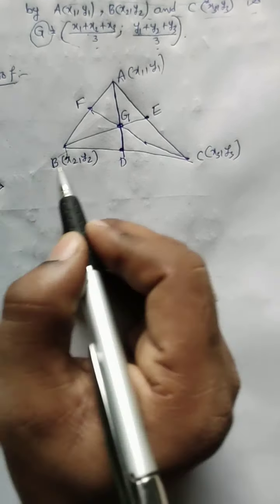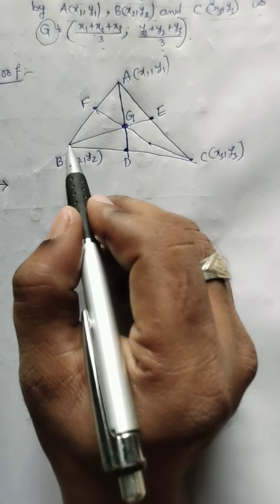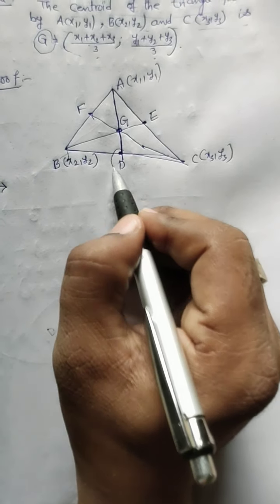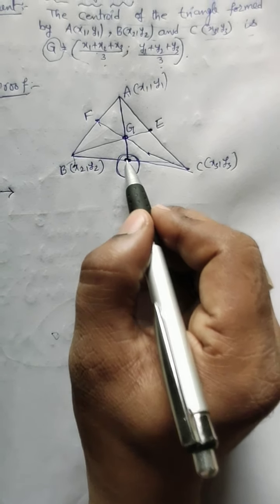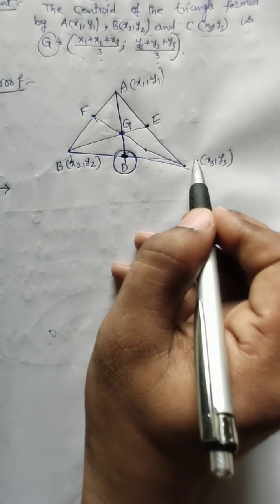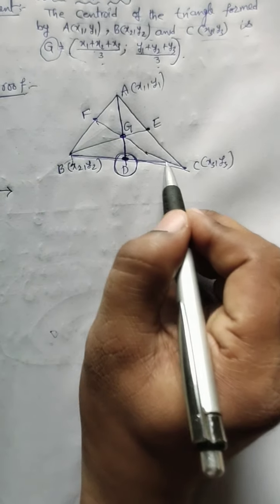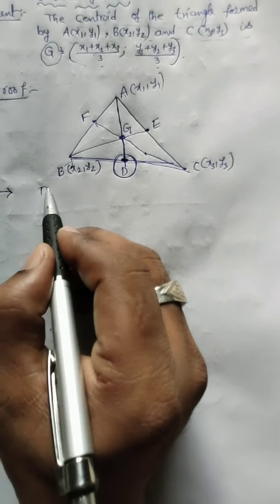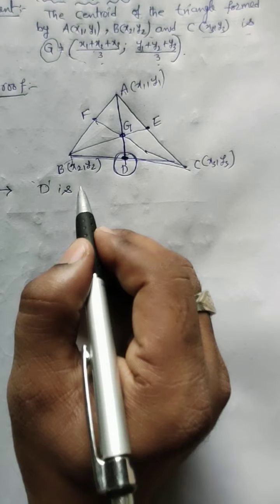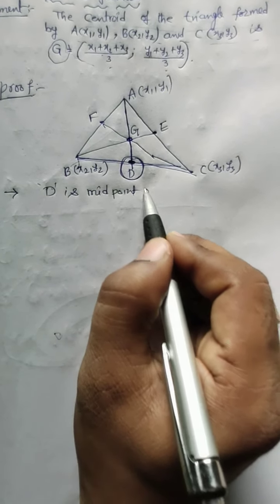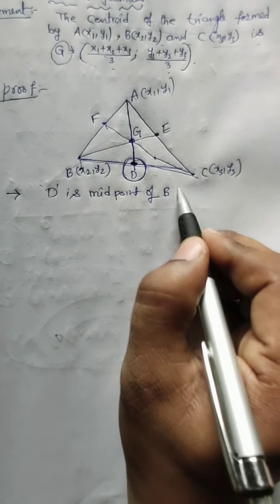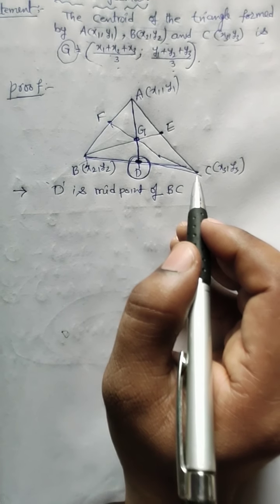So first point, what is the first point? We have to remember this one, D, the base vertex of the median. D is the midpoint of BC. Clearly we know D is the midpoint of BC, and that I am using. So how to find the midpoint?